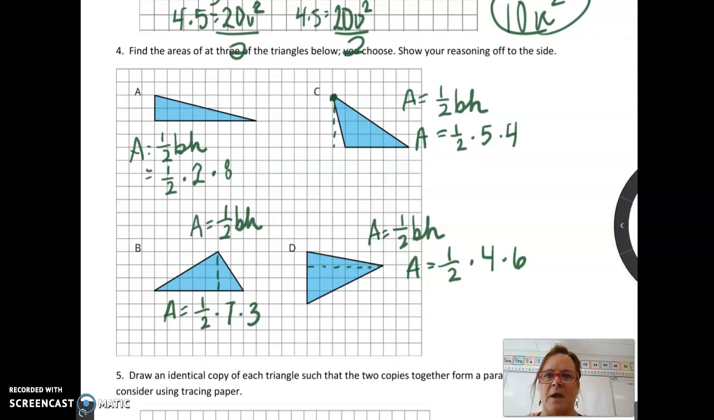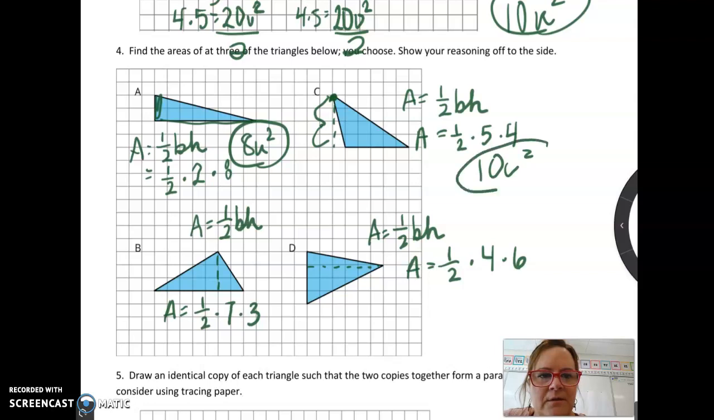Alright, so now we're going to find the area of these triangles. Again, 1/2 times base times height. In this first one, both the base and the height fall on the grid line, so we're just taking 2 times 8, and half of that, 16, would be 8 square units. Here we're taking 1/2 times 5 times 4. I got 4 because I went to the opposite vertex, came straight down at a perpendicular line to the base, and I have a height of 4. So 5 times 4 is 20, and half of that is 10 square units.